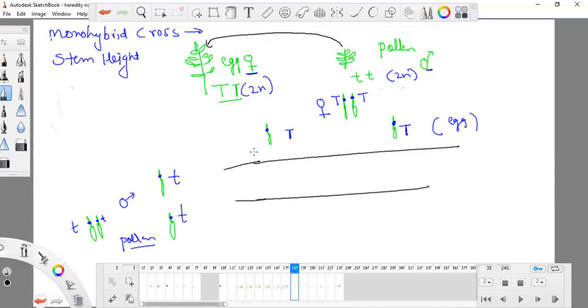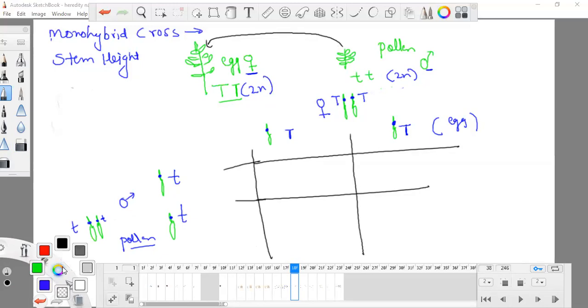Just draw this, and we will go for the cross. Now remember that only two types of gametes will form.